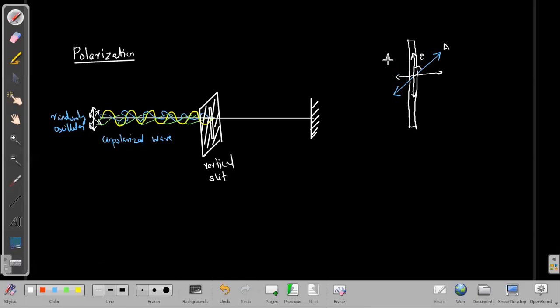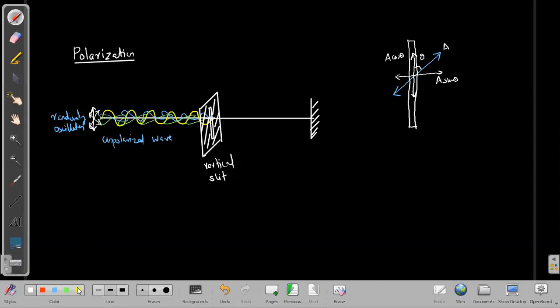The vertical component would be A cos theta, and the horizontal component would be A sin theta. Okay, so this is just a simple resolution of vectors. Anyhow, what would happen is the vertical slit will pass only the vertical oscillations, and all other oscillations will be stopped. So after this vertical slit, what would be the shape of the wave?